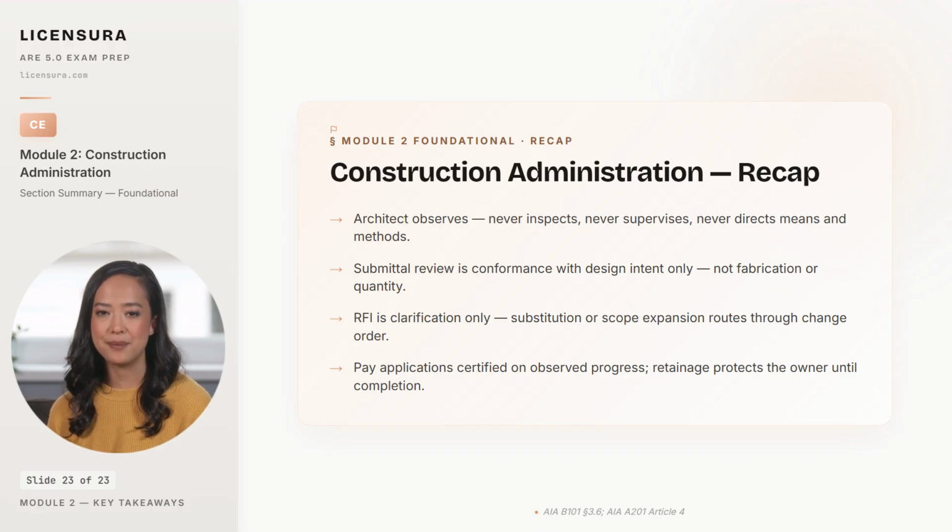Fourth, pay applications under G702 and G703 are certified on the architect's observed progress, not on the contractor's invoice alone, and retainage of 5 to 10% protects the owner until substantial completion. The thread that holds all four together is the paper trail. The form, the signatures, and the routing are all tested on the exam because that is what protects you when the project becomes a dispute a year from now.